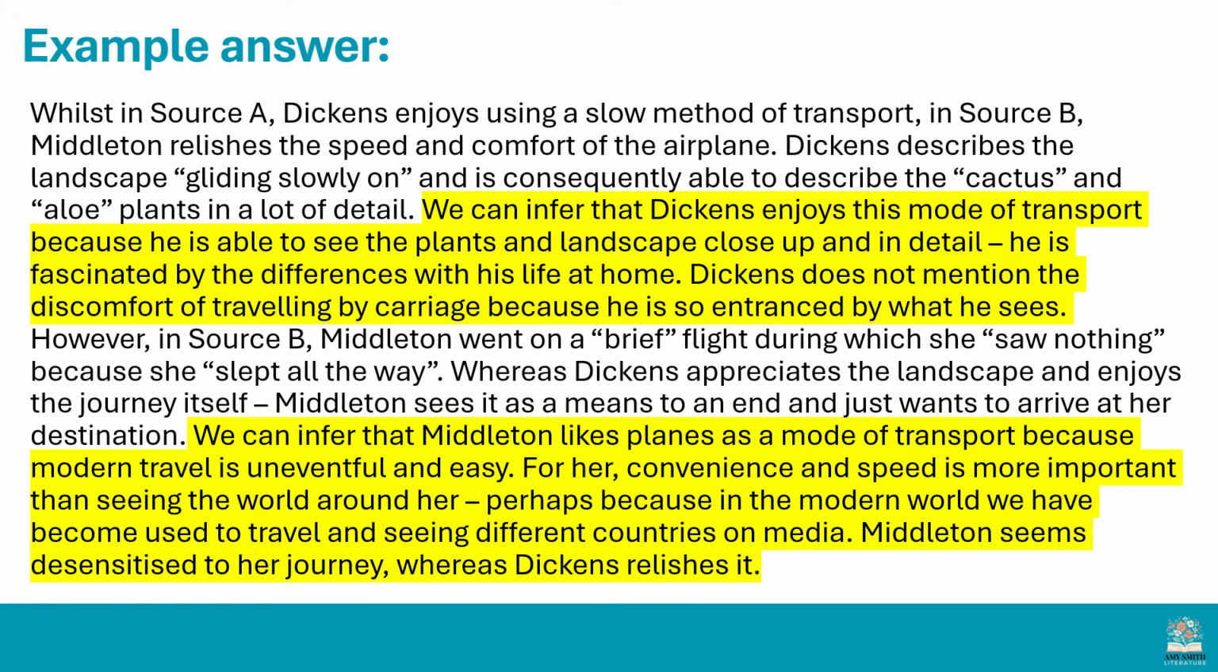And then the second bit in yellow, we can infer that Middleton likes planes as a mode of transport because modern travel is uneventful and easy. For her, convenience and speed is more important than seeing the world around her. Perhaps because in the modern world we have become used to travel and seeing different countries on the media. Middleton seems desensitised to her journey, whereas Dickens relishes it. So particularly in that second section in yellow, you can see that I've gone from suggesting that planes are uneventful and easy to how convenience and speed are more important than seeing the world around her. So I'm taking that inference a step further to access the highest marks for this question.